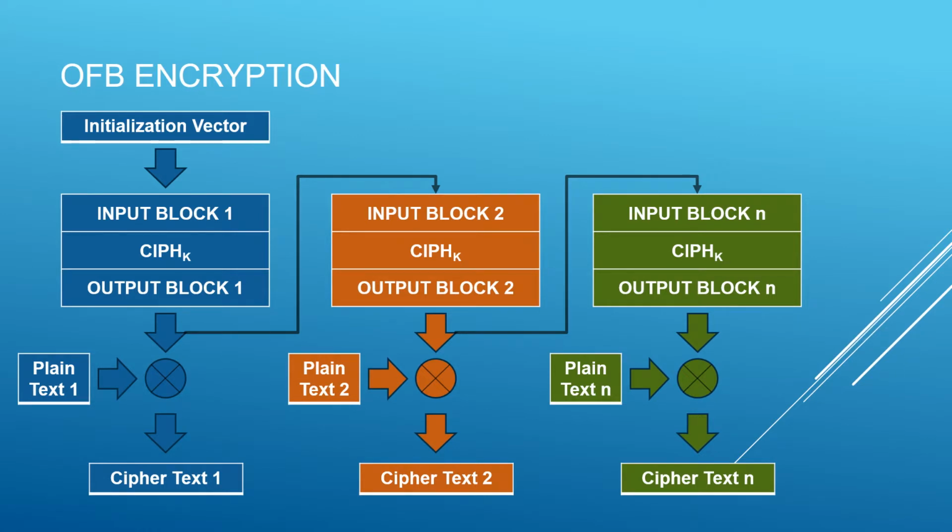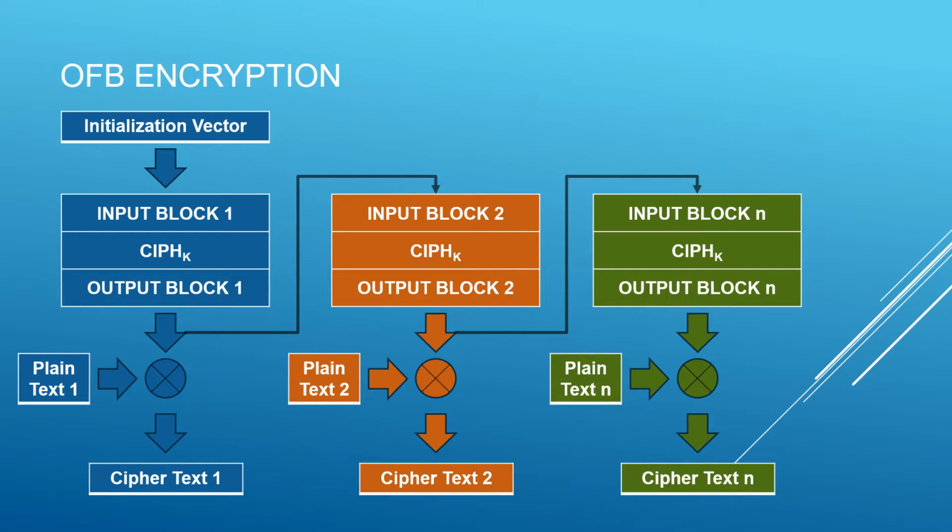During OFB encryption, the initialization vector is transformed by the forward cipher function to generate the first output block. The first output block is then exclusive ORed with the first plaintext block to produce the first ciphertext block. Next, the forward cipher function is called upon the first output block to create the second output block. The second output block then undergoes a similar process of being exclusive ORed with the second plaintext block to produce the second ciphertext block.